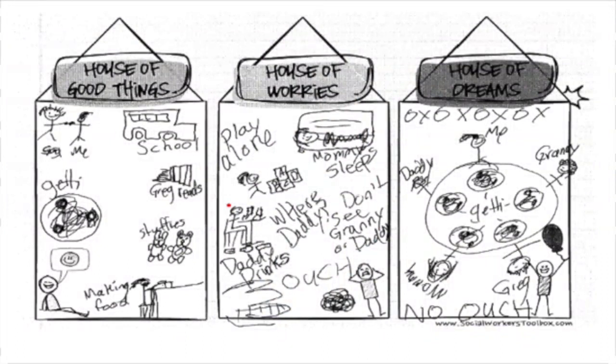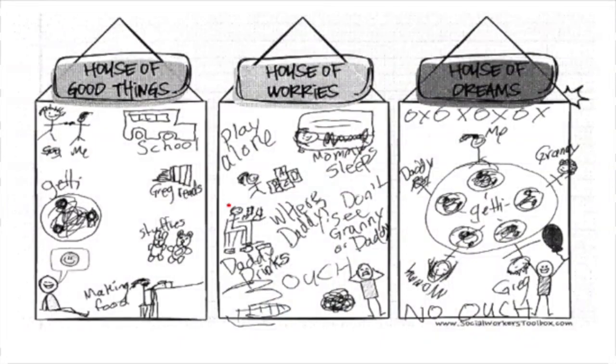She has to play alone. She draws dad sitting at a table with some bottles, so talking about dad drinking. She's concerned she isn't seeing dad or granny, who's dad's mom, right now. And then she drew her hand where it got all kinds of ouches on it.